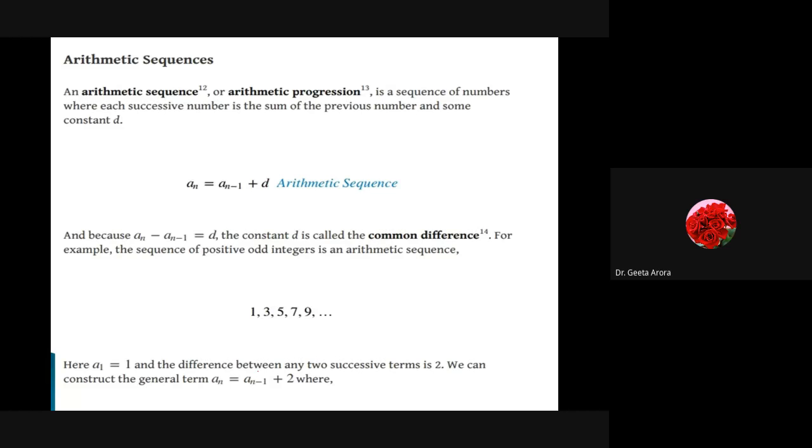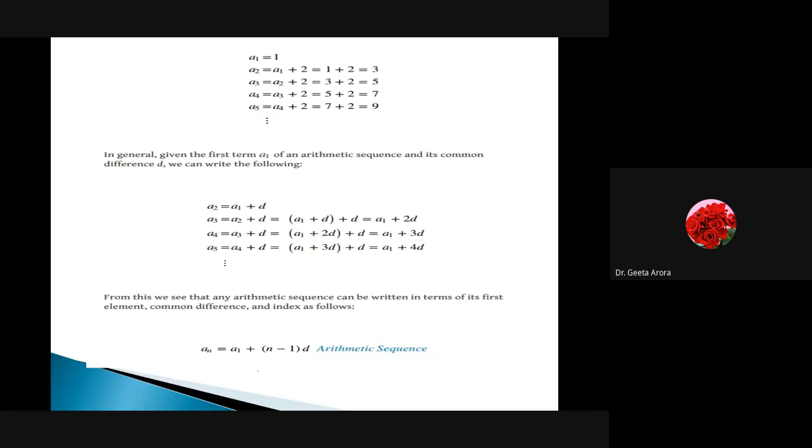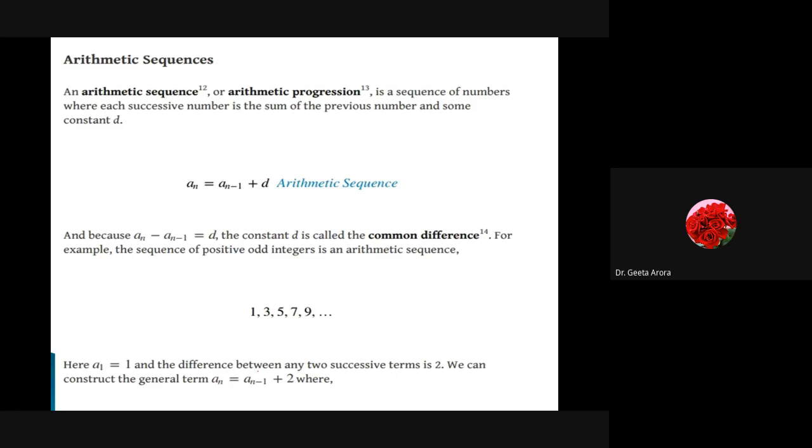Then we have learned about the arithmetic sequence. In the arithmetic sequence, there is a common difference d, which is the difference between two consecutive terms. Means if we have 1, 3, 5, 7, 9, and somebody asks me whether it is an arithmetic progression or arithmetic sequence, obviously yes, because the difference between 1 and 3, 3 and 5, 5 and 7 is 2. So we can write the general term as a_n = a_(n-1) + 2. Means if the previous term is known to me, I can calculate the new term by adding 2 to it.